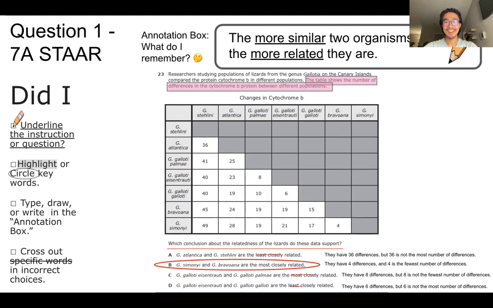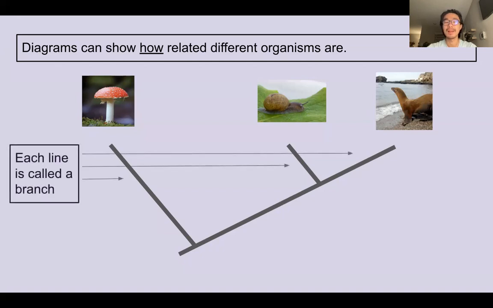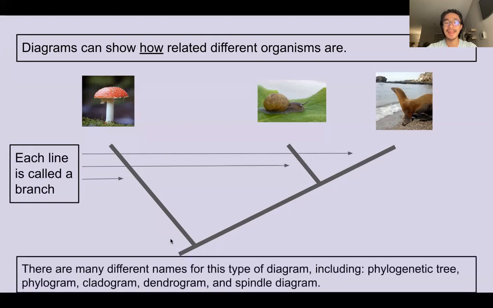Hang in there. There's a lot of practice, I know, and this will really help us understand the concepts in this topic. We're looking at the 3 organisms again. We can put them in a diagram to see how related each of them are to each other. Each line here is called a branch, and there are many different names for this type of diagram. They can be called phylogenetic tree, phylogram, cladogram, dendrogram, and spindle diagram. You just need to know how to read them. You don't necessarily have to memorize these names.